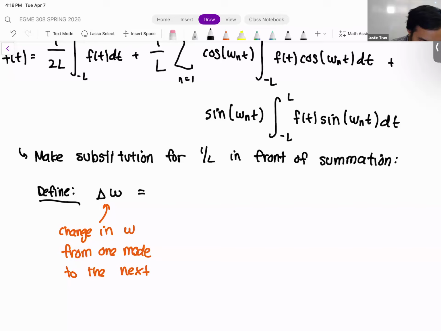So in other words, this is basically n plus 1 times pi over L minus n pi over L, right? Where n pi over L is the current frequency that we're looking at in our Fourier series, and n plus 1 times pi over L is the next frequency. So delta omega is just going to be the difference between those two.